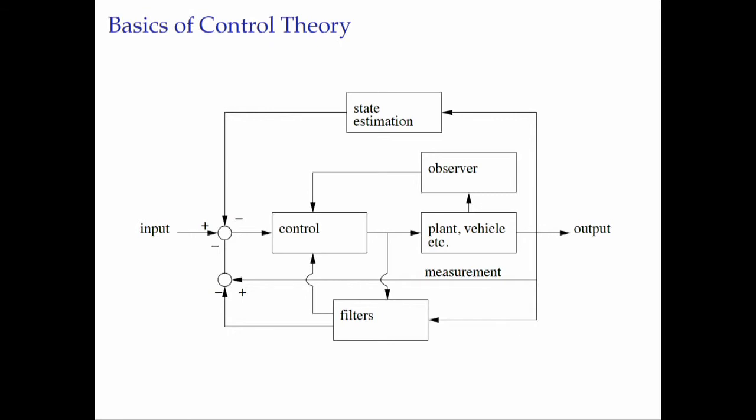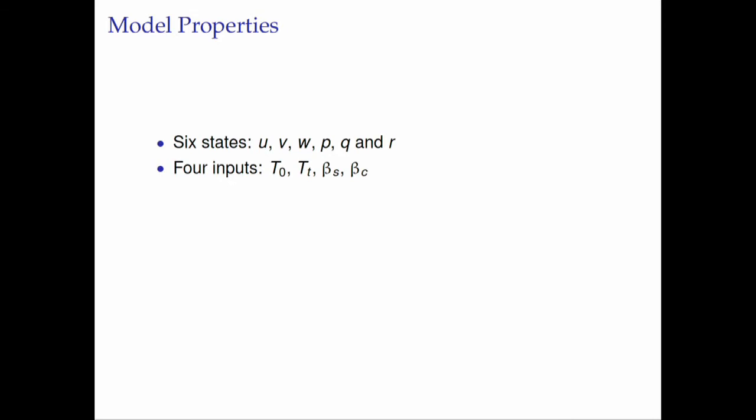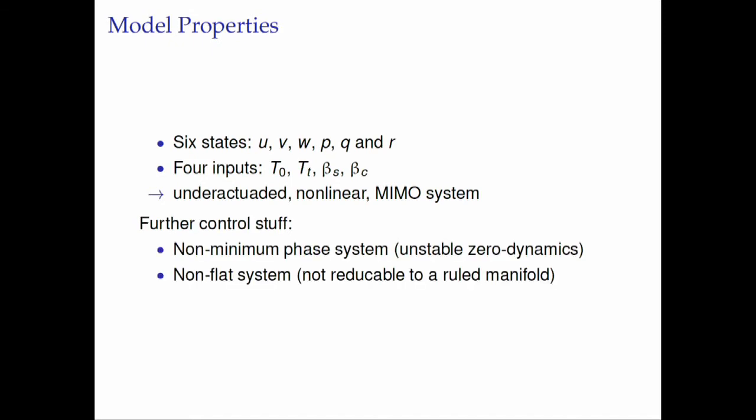So with that in mind, and remembering that we have 6 states and only 4 control inputs, we already know that controlling a helicopter might be a pretty hard thing. So it's an underactuated, nonlinear, of course, multi-input, multi-output system. And for control guys here, it's a non-minimum phase system. So there are some unstable gyrodynamics. It's non-flat, which is a pity.